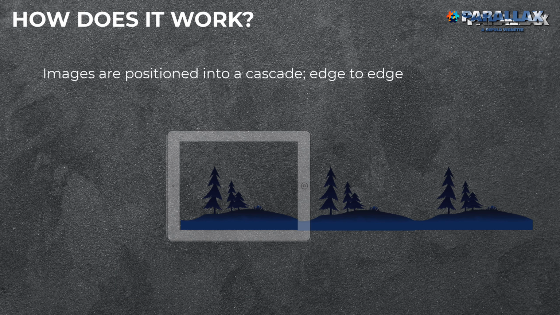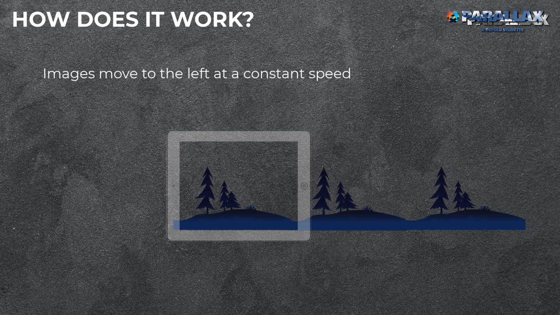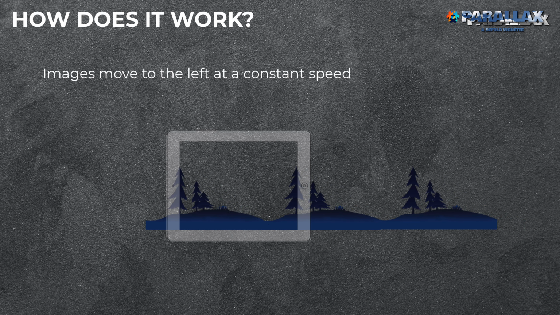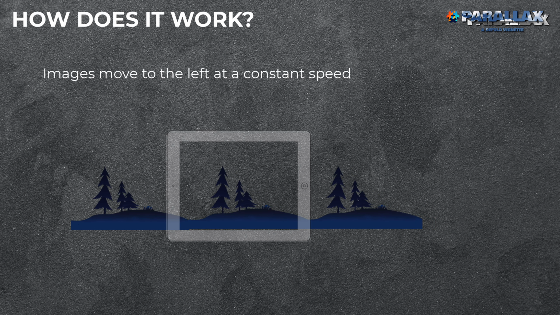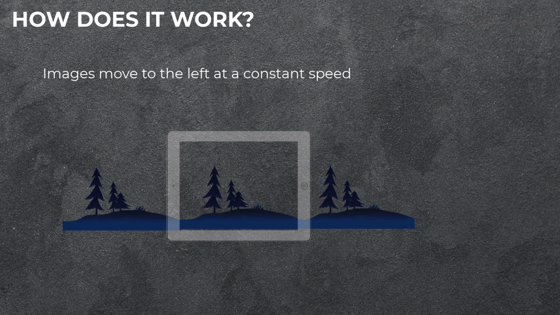So how are we doing it? Here we have 3 foreground game objects that constitute that foreground panel, which we position within a cascade, left to right, edge to edge. The multiple images are going to move to the left at a constant speed, all at the same speed. And we're going to set that speed to be higher than we want the clouds to move. That'll make the tree line appear closer to the user than the clouds.